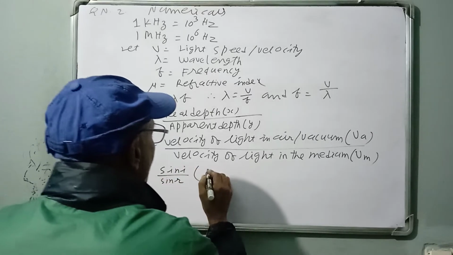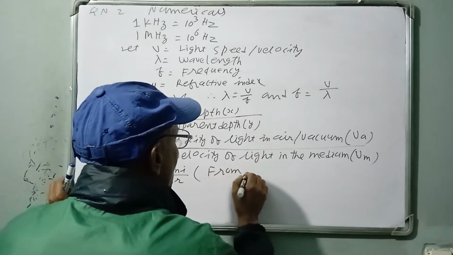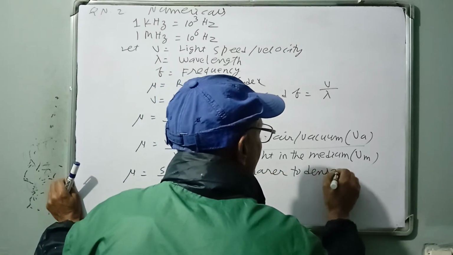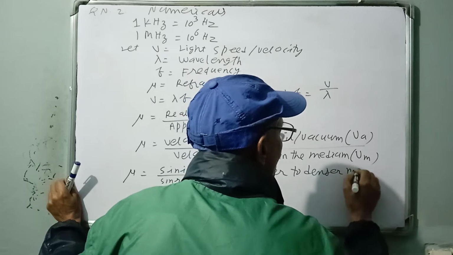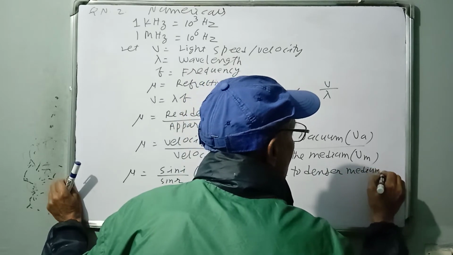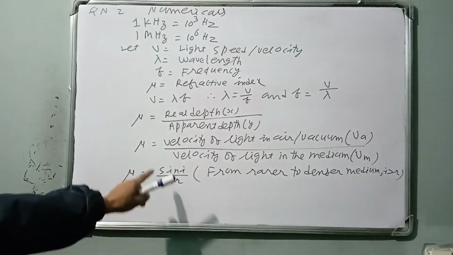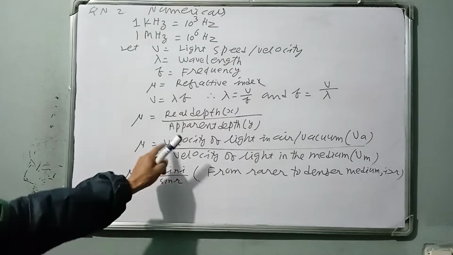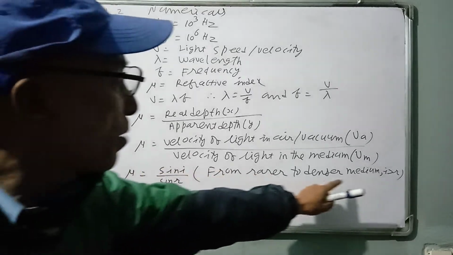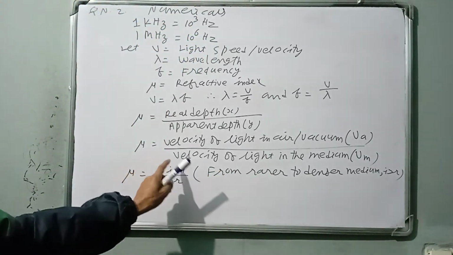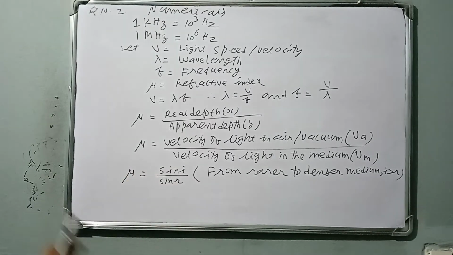When light passes from rarer to denser medium, why? As angle I is more than R. R भन्दा I ठुलो हुन्छ. See, from rarer medium to denser medium, angle I is more, so sin I by sin R.